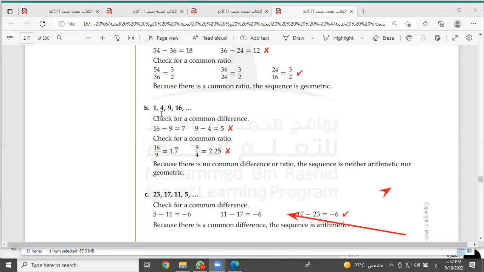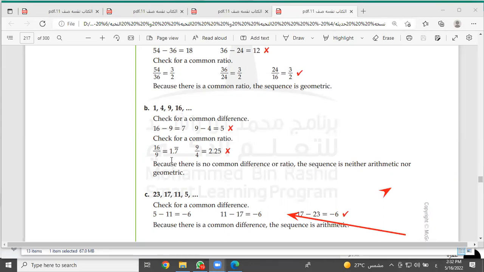Number B, the set of numbers 1, 4, 9, 16. First of all, we have to check the common difference between the numbers. So we subtract 16 minus 9, which equals 7. Also 9 minus 4 equals 5. So there is no common difference. Okay, very good. Now we have to check for a common ratio.